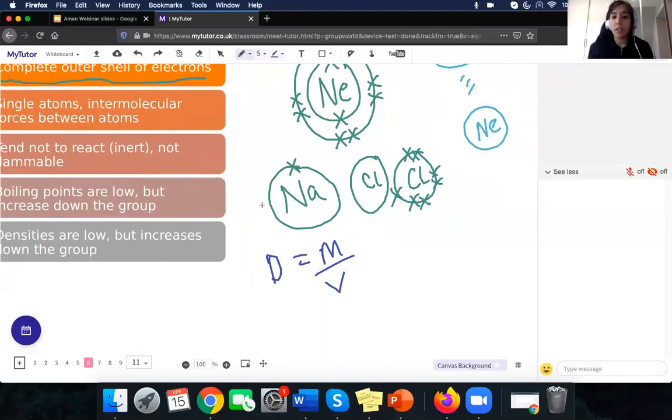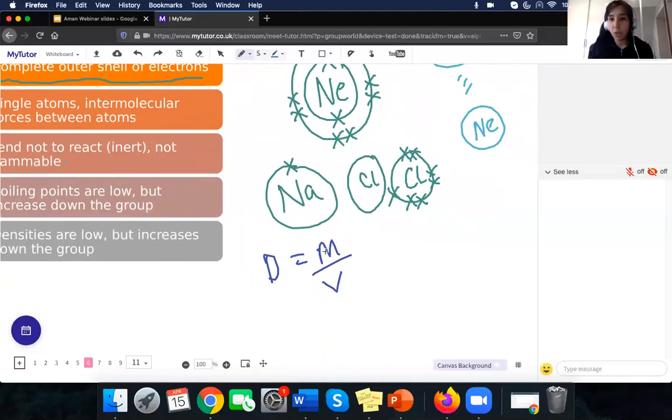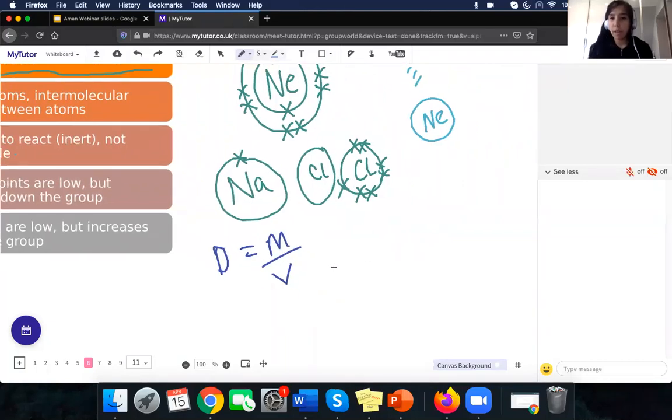Because they've got quite a low mass in a fixed volume. So density, if you think about the particles in gases, because they're not fixed, that often means that they can have quite a large volume. So if you imagine our gas particles, remember they've got to be in a closed container, they're quite far apart. So they can have quite a large volume, but quite a small mass.